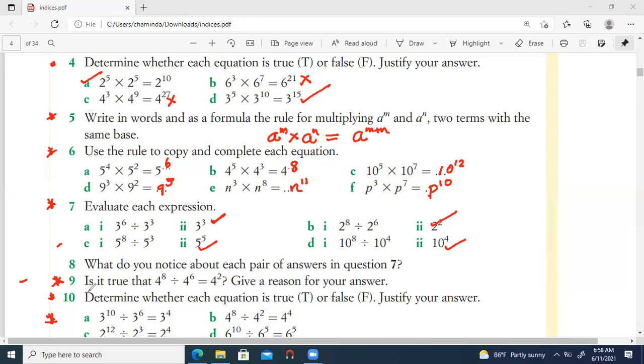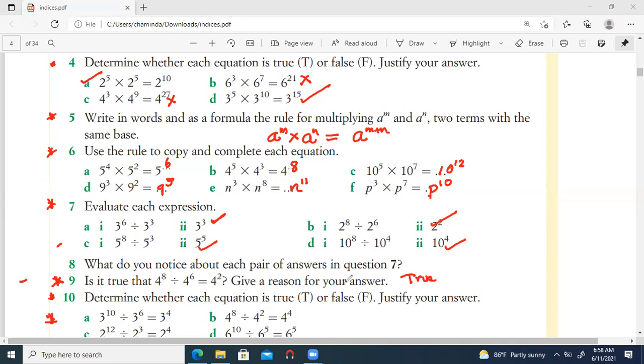Question number 9. Is it true? 4 to the power 8 divided by 4 to the power 6 equals 4 to the power 2. Yes, true. What's the reason? A to the power m divided by a to the power n equals a to the power m minus n. Yes, true.